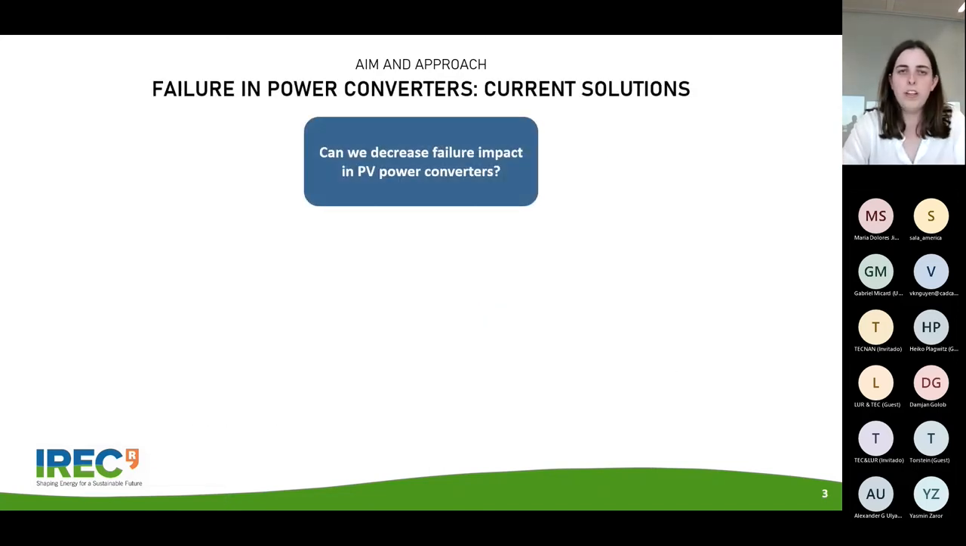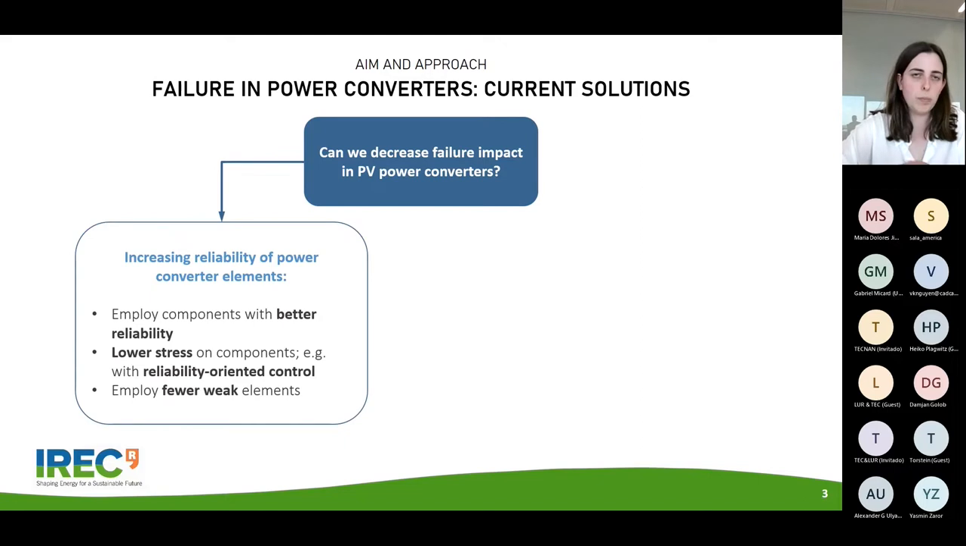So can we decrease the failure impact in power PV converters? Well, first of all, there are two approaches to decreasing it. The first one is increasing the reliability of the power converter elements. So building converters whose components will last longer, and thus the power converter will last longer. In this sense, we can employ components that have better reliability, so that are better dimensioned and can last longer.